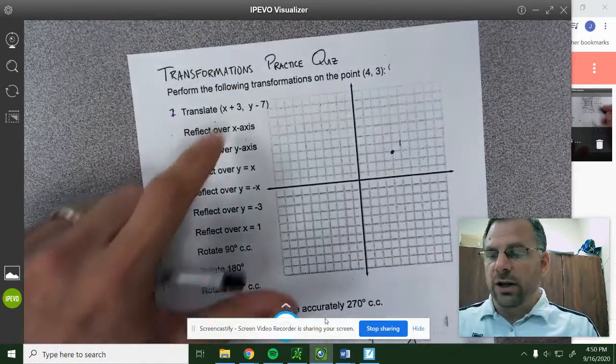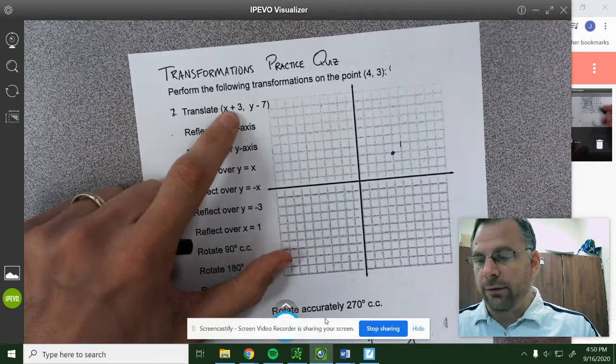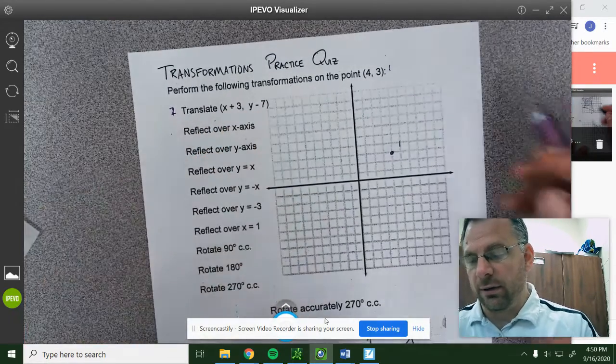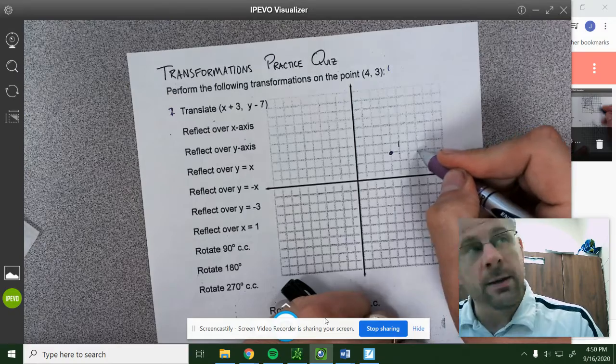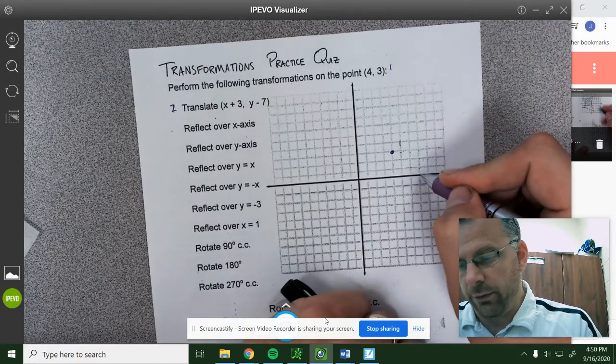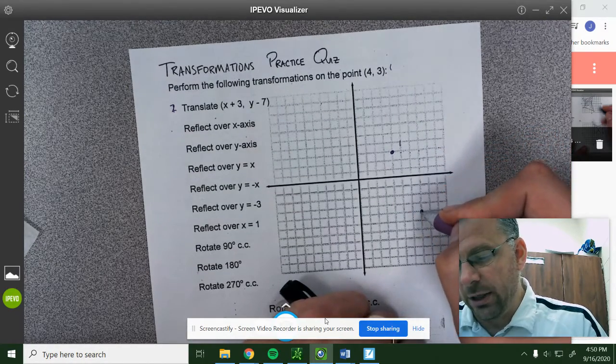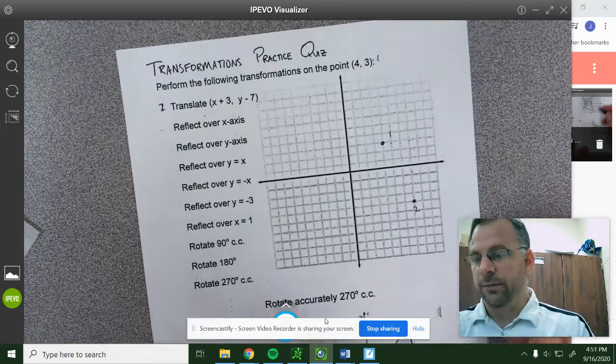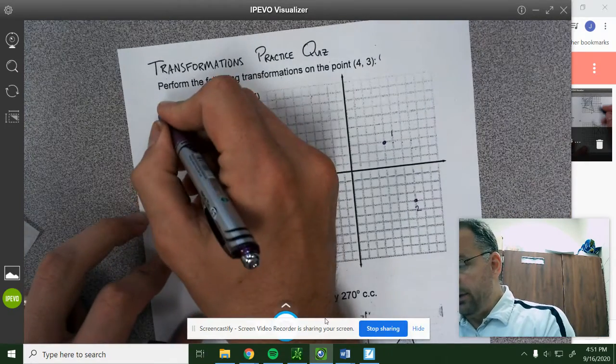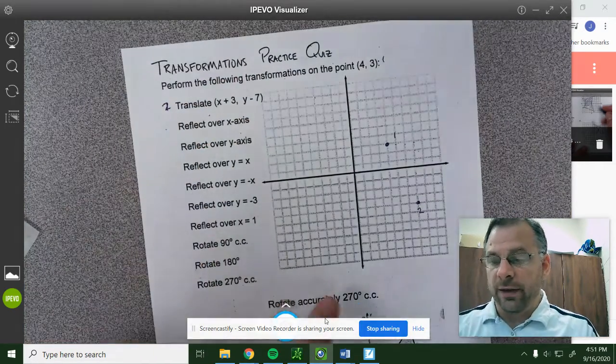What I'm going to do is we're going to translate this to the right 3 and down 7. So I'm going to go right 3. And then down 1, 2, 3, 4, 5, 6, 7. A translation is just a slide. That's all it is. Now I'm going to reflect it over the x-axis.